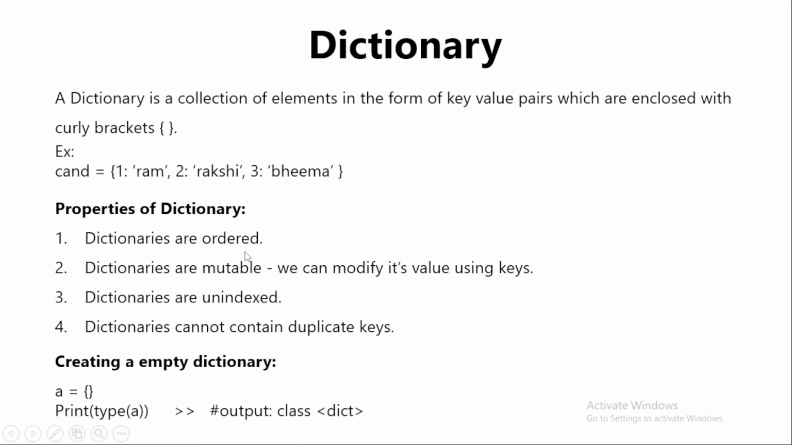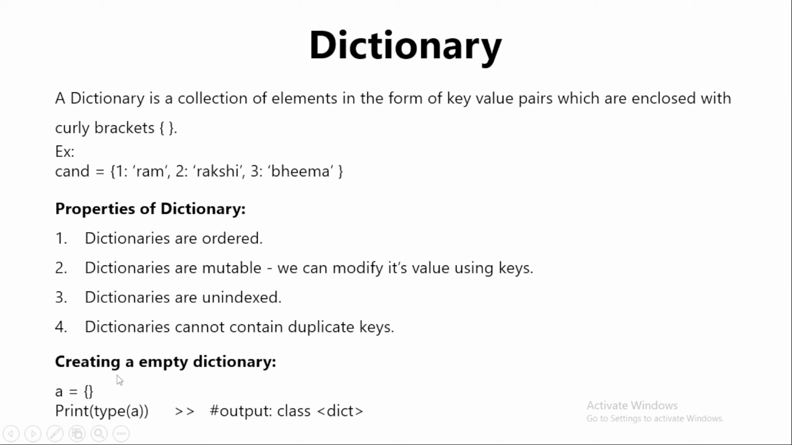Dictionaries are ordered. Well, the order of an element is maintained in a given example of a dictionary. Dictionaries are mutable, where we are able to modify the values of a dictionary using their keys. Dictionaries are unindexed, so we cannot retrieve any of the elements of a dictionary with the help of their index values, because the data stored in a dictionary will be in the form of key value pairs. Dictionaries cannot contain duplicate keys, so there is no duplication of elements in a given dictionary. So these are all the major properties of dictionary.